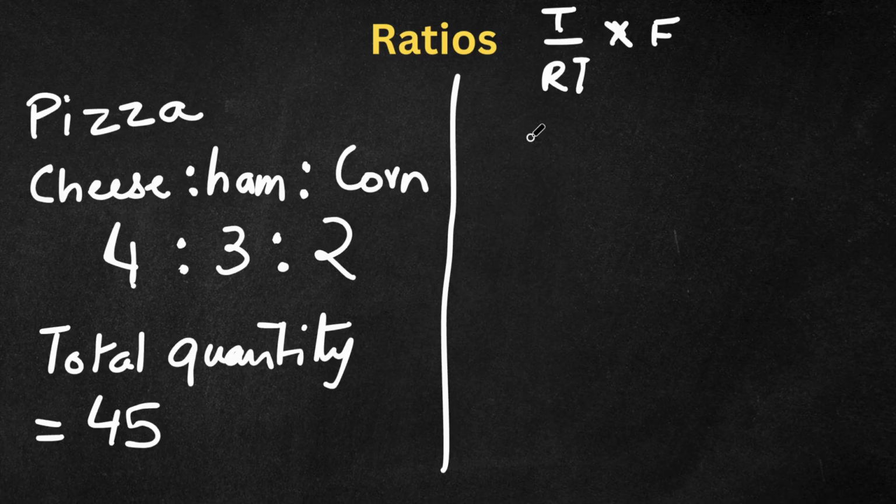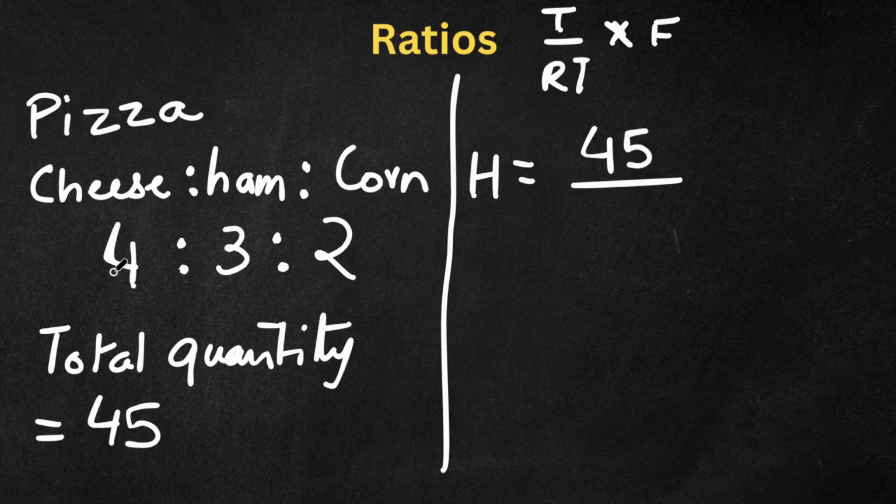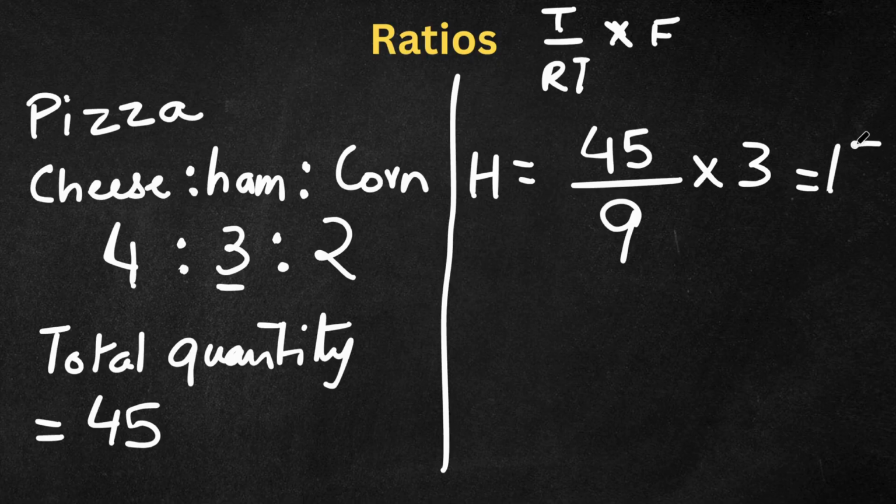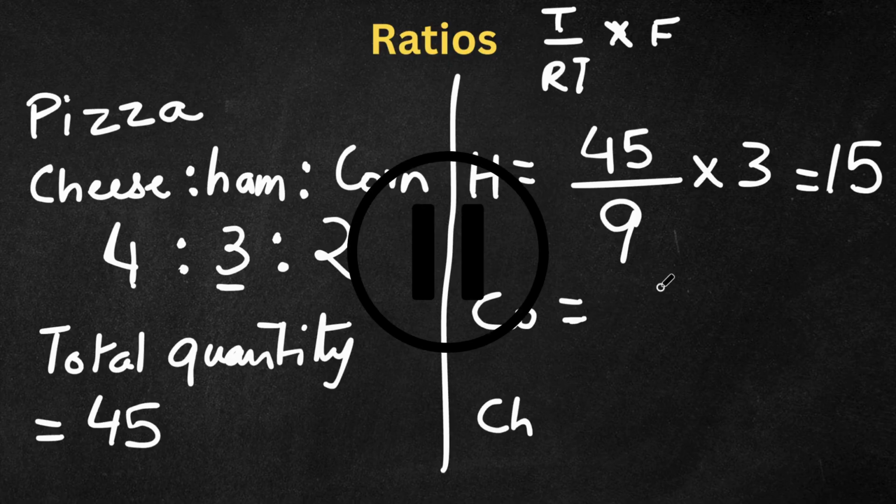Let's try it out. So what is the total quantity? Let's say we have to find out how much ham is there. The total quantity of all products is 45. The ratio total is 4 plus 3 is 7, 7 plus 2 is 9, so 9. And the factor that we are talking about is ham, which is 3. So let's do a 3 here. Now when you calculate it, you will get the answer as 15. So there are 15 pieces of ham in this. I would like you to pause the video and try it for corn and for cheese. If you don't understand it, you can continue with me.